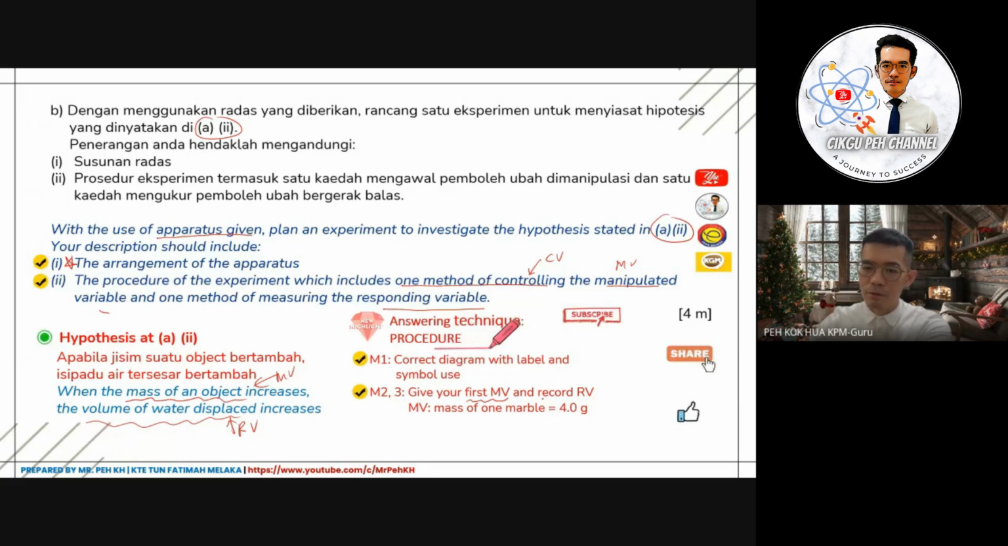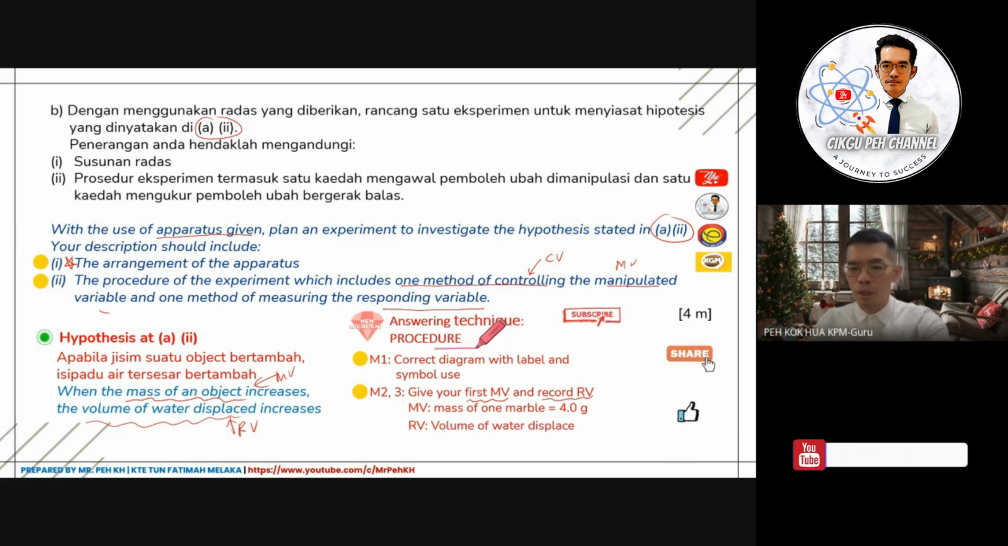And then the RV here will be the corresponding variable, where we are going to measure the volume of water displaced, using the measuring cylinder, as given by the question. So this will be the volume of water displaced by using the measuring cylinder.